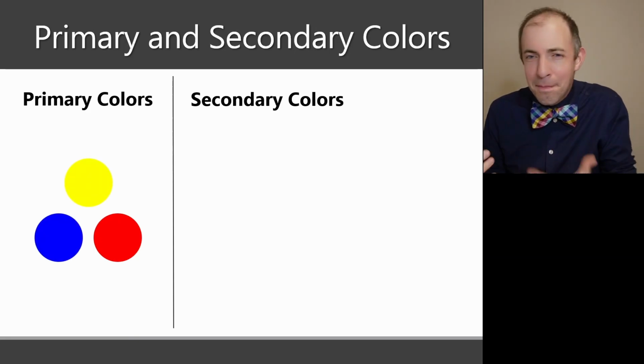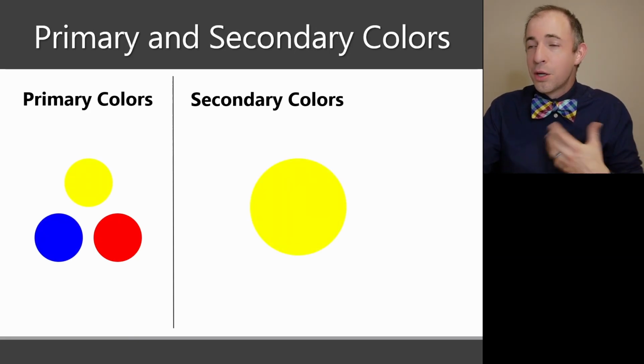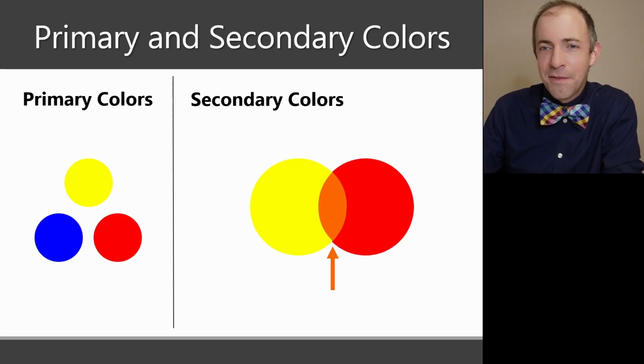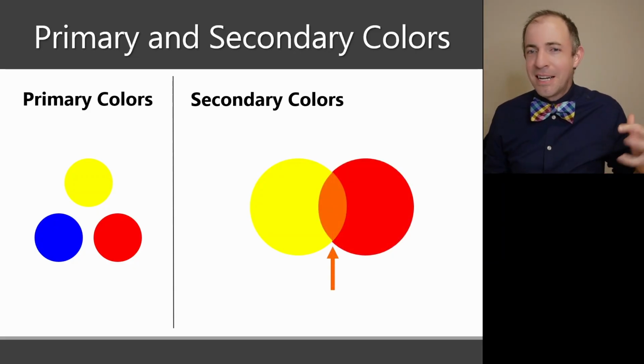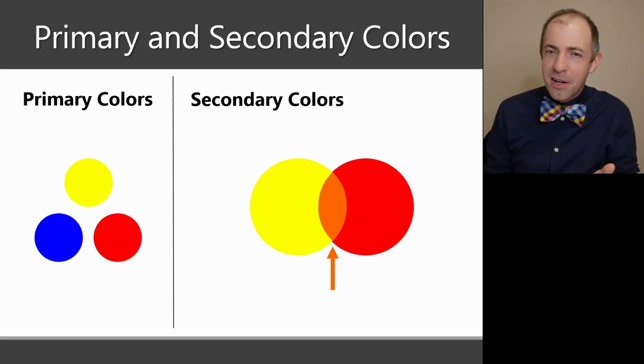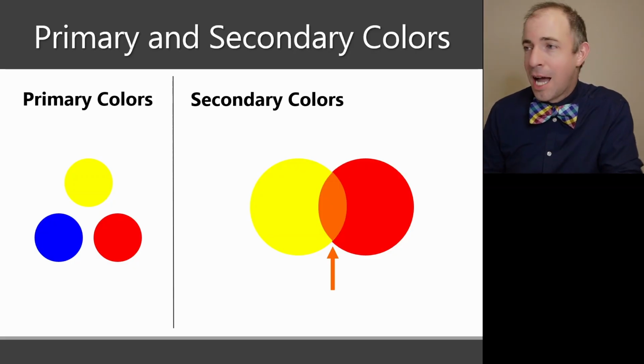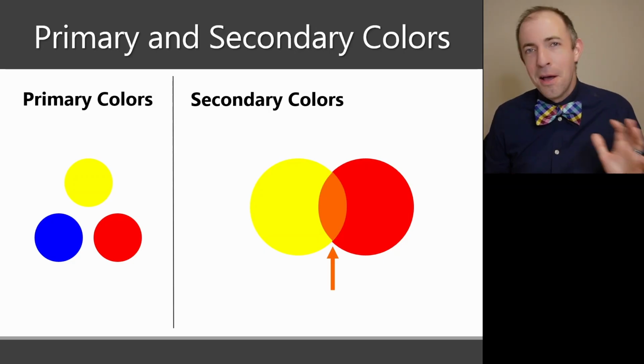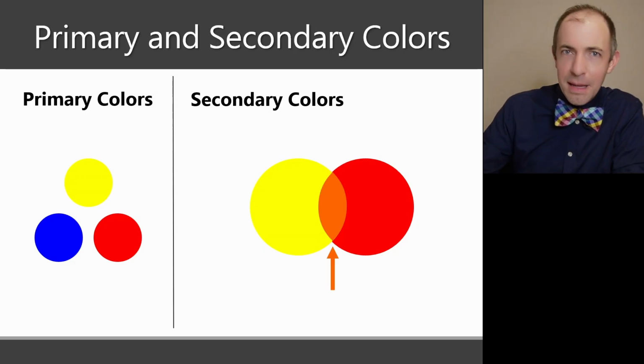Now, if you combine those colors in different ways, you can get the secondary colors, like yellow and red combine to give you orange. Secondary colors are any colors that use the primary colors to create new colors. Now, with those three primary colors, you can create essentially any color by combining them in different ways. The same is true with units.